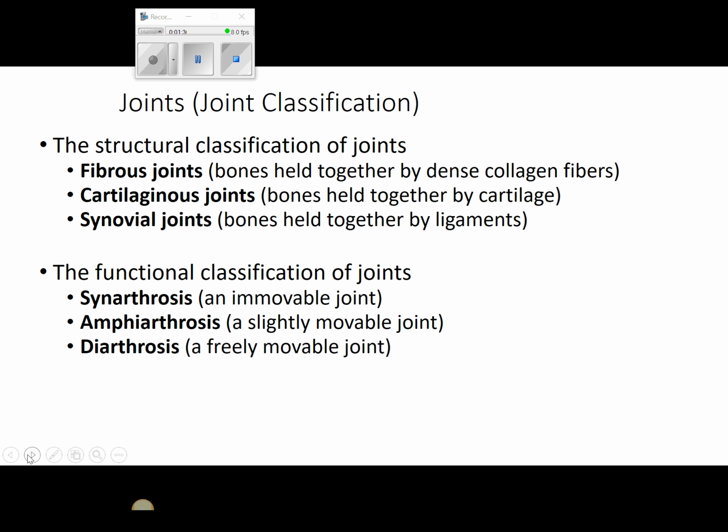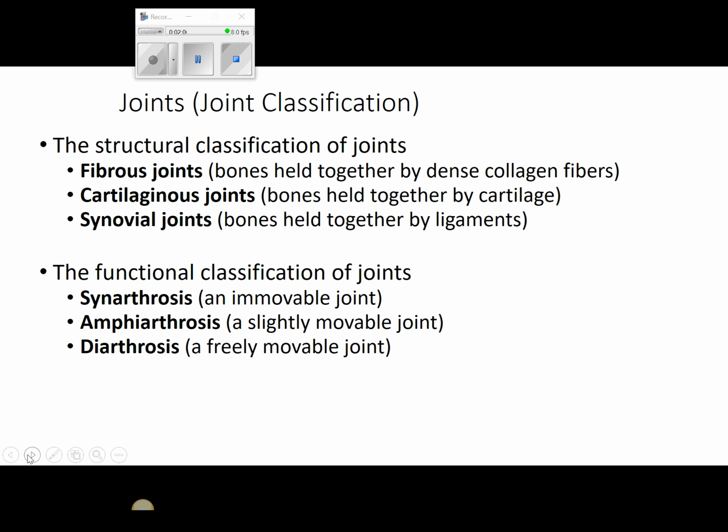Okay, joint classification is going to be based on two criteria. The first criterion is the type of connective tissue that holds the bones together. The second criterion is the presence or absence of space between the bones. So first you have fibrous joints. These are bones that are held together by dense collagen fibers. Cartilaginous joints are bones that are held together by cartilage. And synovial joints are bones held together by ligaments.